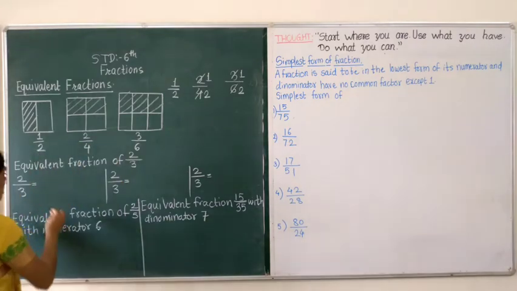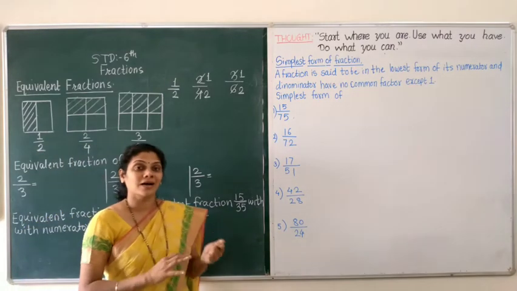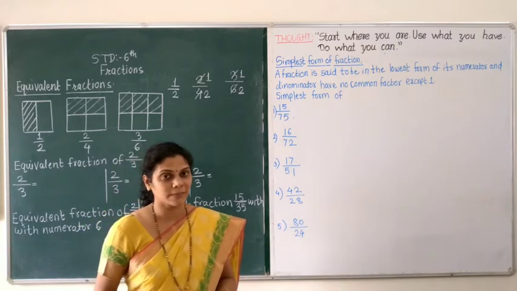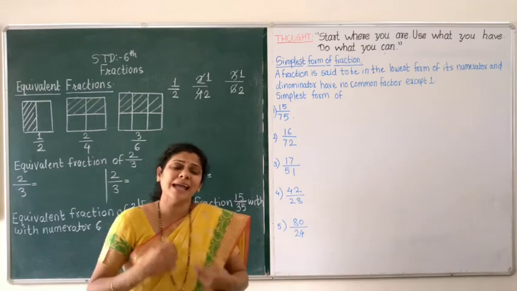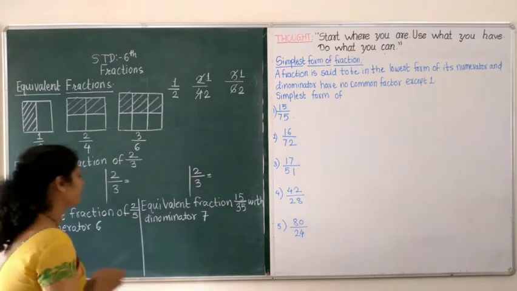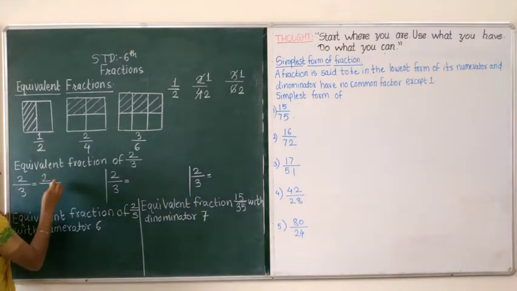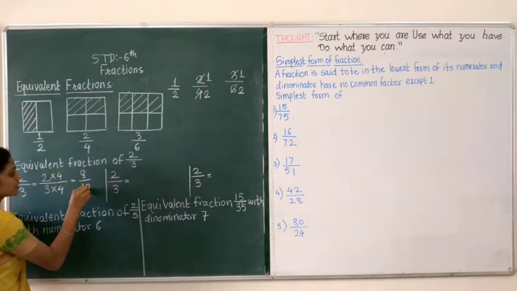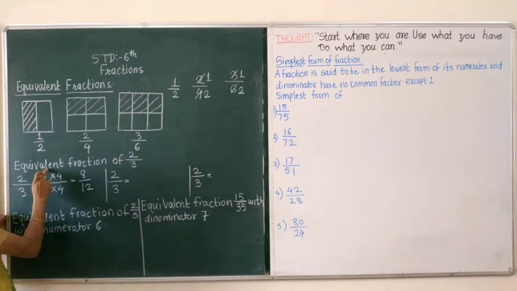Look at here carefully. So 2 upon 3. I can multiply both numbers, at the numerator and denominator place, by any number. Okay, so first of all I will multiply with 4. So I can write 2 upon 3 into 4. If I multiply by 4 at the denominator place, I have to multiply it at the numerator place. So 2 4s are 8, 3 4s are 12. So 8 upon 12 is the equivalent fraction of 2 upon 3.